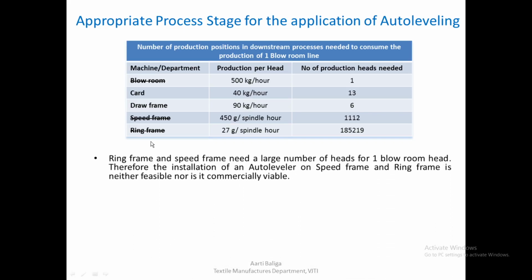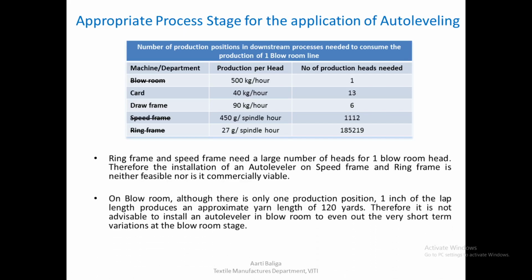So let us start looking at it from ring frame and speed frame upwards. Ring frame and speed frame need a large number of heads. As we can see, speed frame requires 1112 while ring frame requires 1,85,219 spindles for one single head of processing line of blow room. So installing an auto leveler on these two machines would mean that I would require this many auto levelers for each head, and it is not feasible, and neither is it commercially viable. It would cost me a lot.